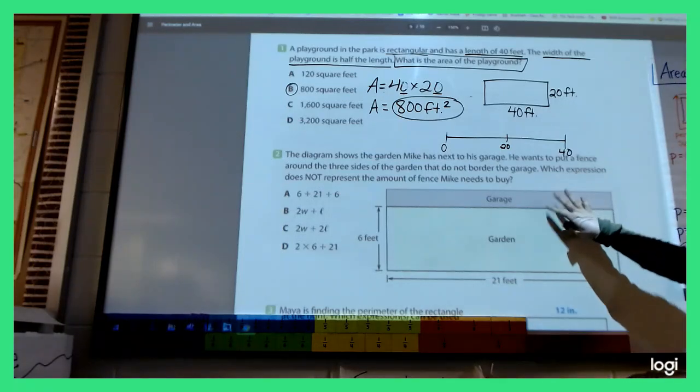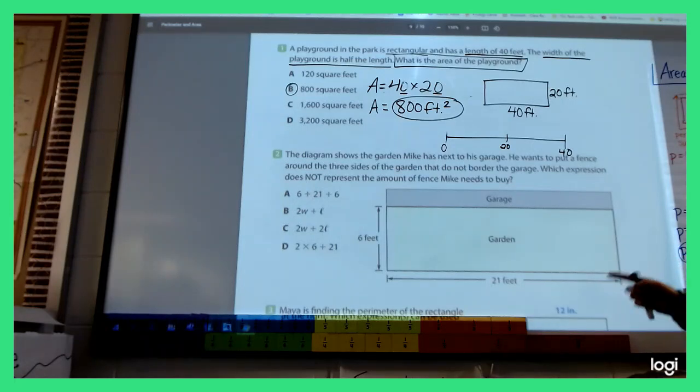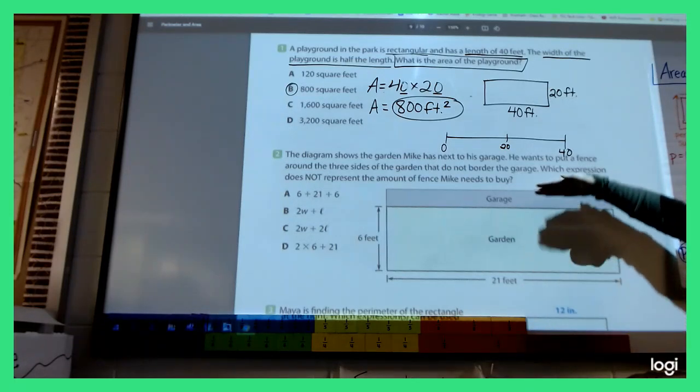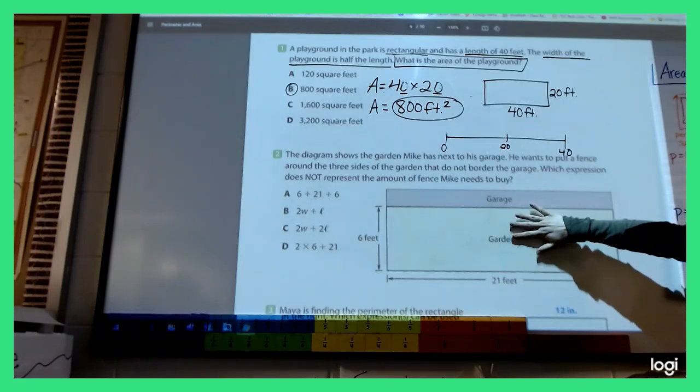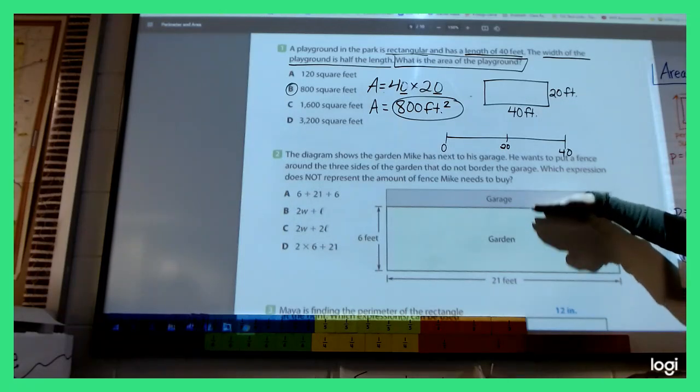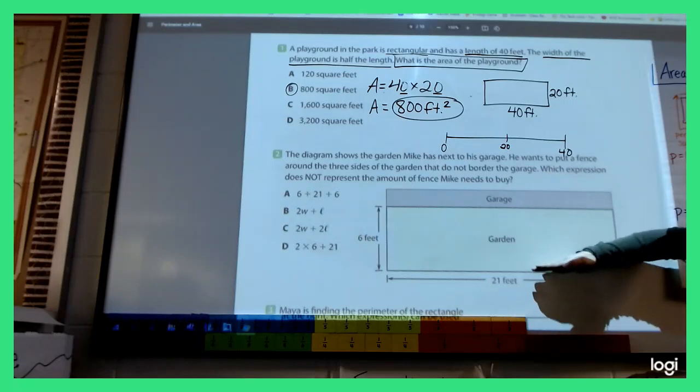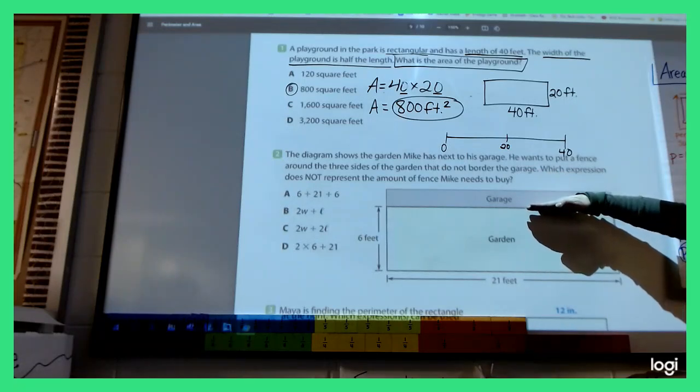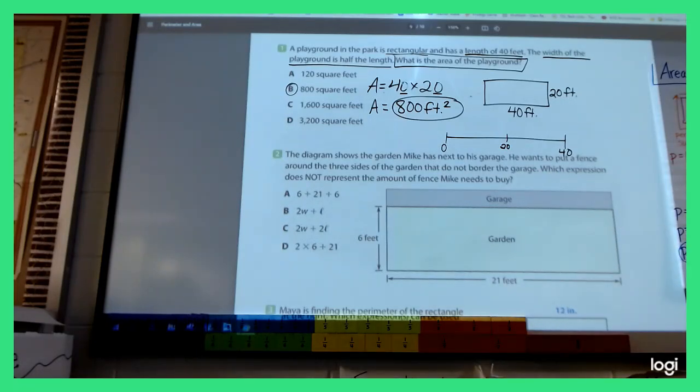All right, this diagram shows the garden Mike has next to his garage. So you need to visualize what we're talking about here. Here's his garden. Here's his garage. Actually, I have a garden very close to my garage like this, but there is a little space between. But his goes right up to the edge of the garage. He wants to put a fence around the 3 sides of the garden that do not border the garage.